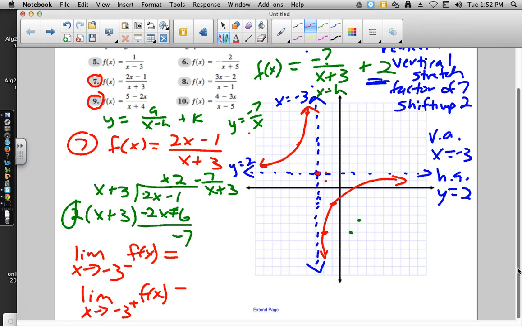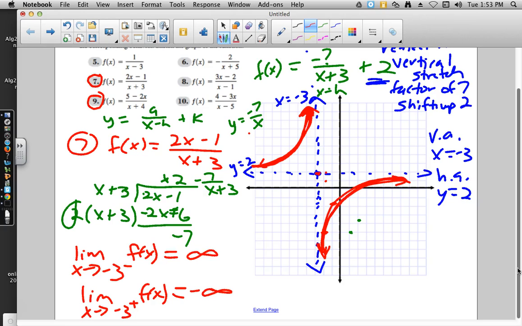So from the negative direction would be, as we're coming in from the left, what is the graph doing? And as you draw this from left to right, you can see it's going up. So this will be infinity. And then as we come in from the right for the other branch, we see here that this is going to go down. So positive infinity and negative infinity is the behavior that we are going to see for that graph as it approaches the vertical asymptote at x equals -3.